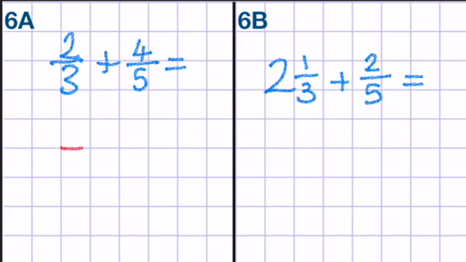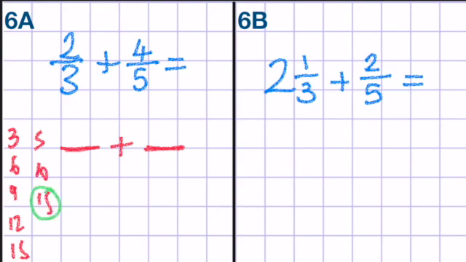Okay, so 6a, we can't add them as they have different denominators. We can't make 3 into 5. 5 is not a multiple of 3. We're going to have to write out our 3's and 5's. We're going to have to change them both. 3, 6, 9, 12, 15, 5, 10, 15. So look, it's going to be 15. 15 is the new denominator.